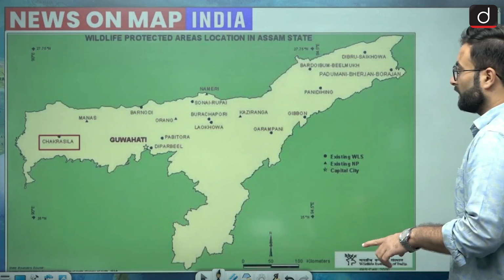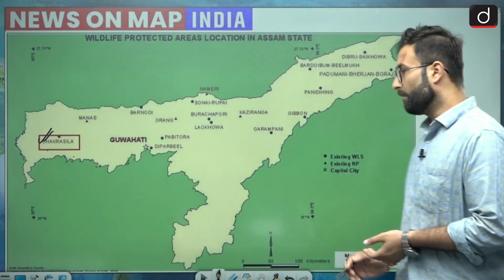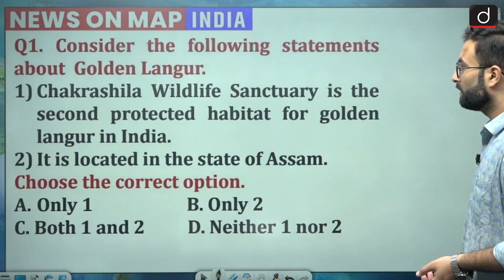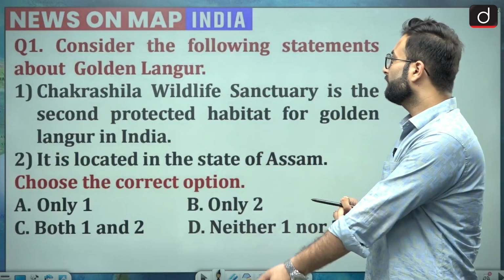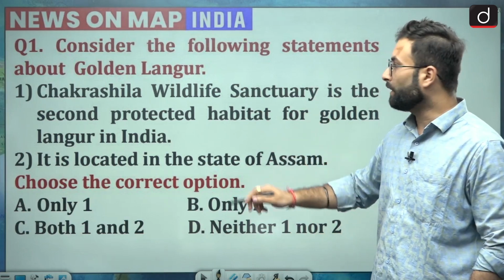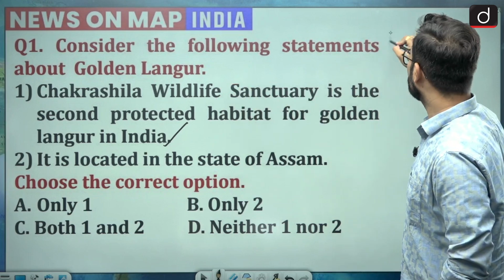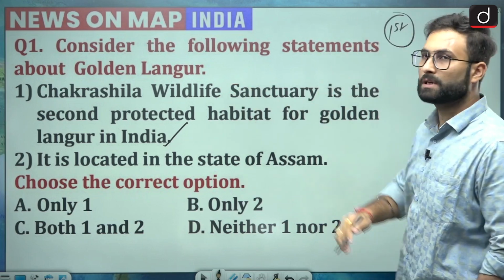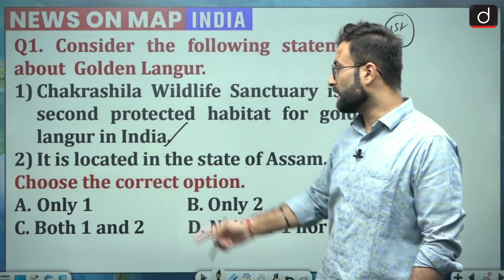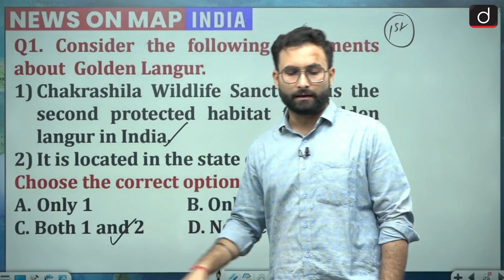Looking at the location of Chakrashila, here you can see this is in western Assam. Coming to the statements again, Chakrashila is the wildlife sanctuary. This is the second protected habitat for the golden langur. Now this statement is correct. Now you have to tell me in the comment box which one is the first protected area for the golden langurs. Second, it is located in the state of Assam. This is also true. Option C would be your right answer over here.